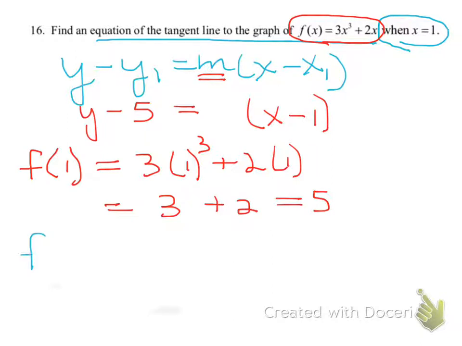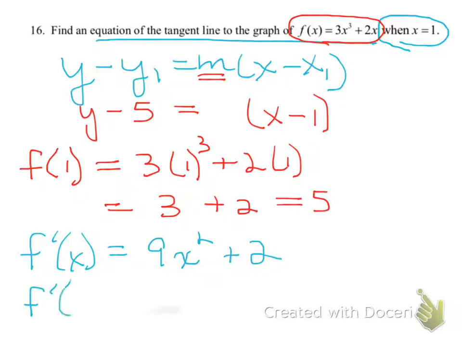So f prime of x equals 3 times 3 is 9, and then x squared plus 2. There's nothing fancy about this. There's no chain rule. There's no complications. So now go ahead and evaluate that function, which is your derivative, where x is 1. So 9 times 1 plus 2. So 9 plus 2 is 11.